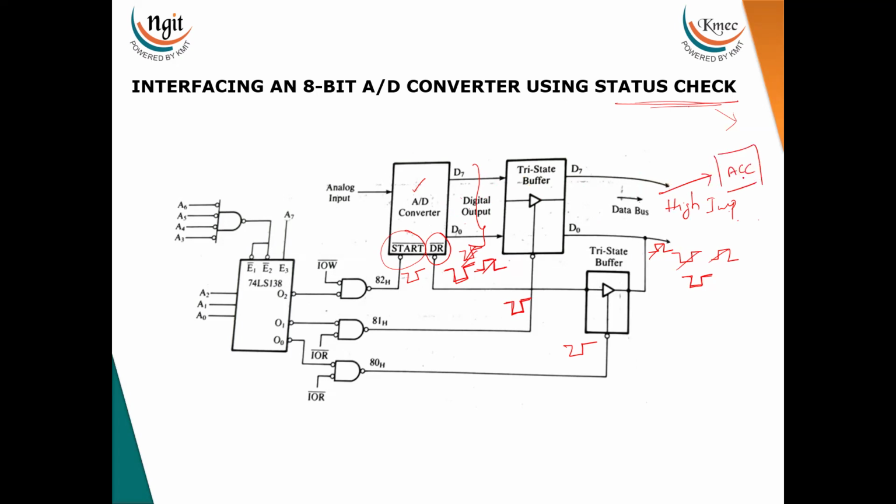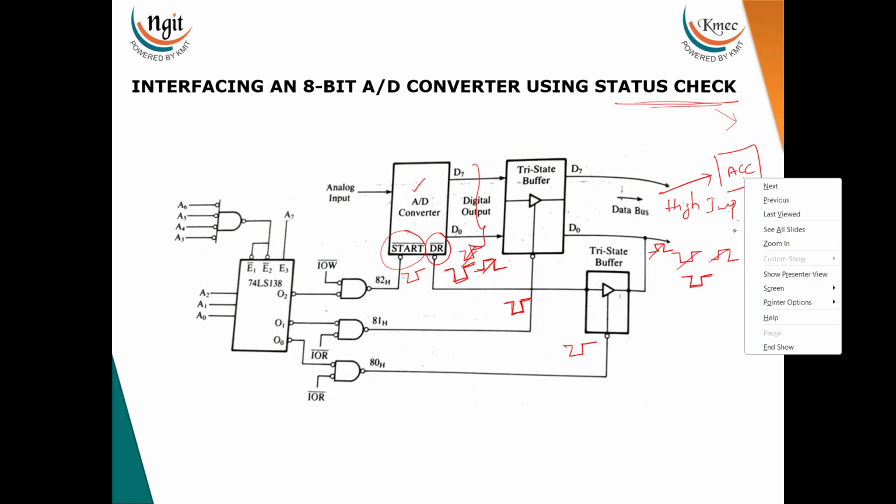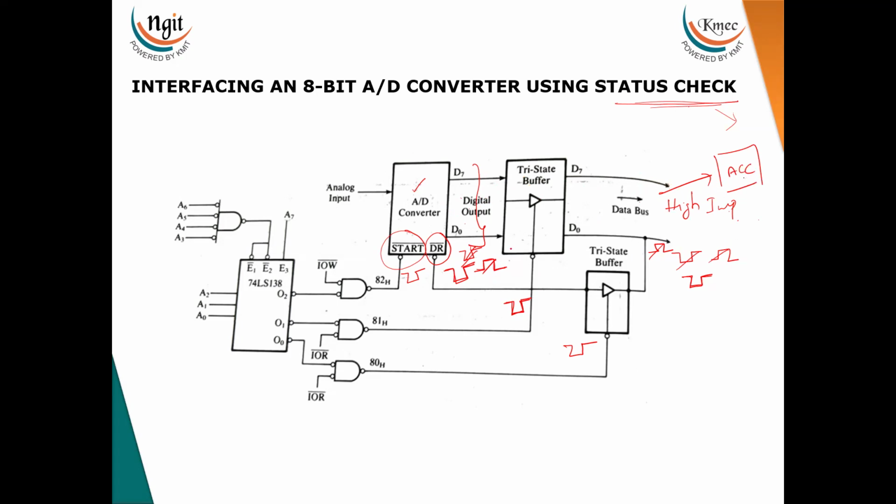Now loading the data onto the accumulator is nothing but the processor reading the data. Now you understood how this conversion is taking place and how the processor is reading. For that, what will the processor do? To give the start signal, this start signal is connected to port 82.